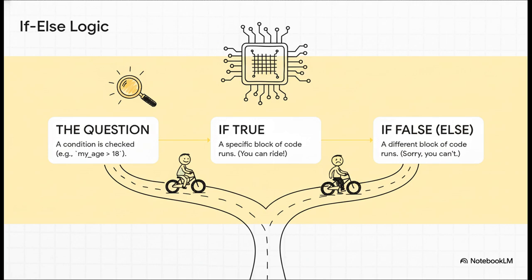We use what's called an if-else statement. We basically tell the computer, if the answer to our question is true, then do this one specific thing. Else, which just means if the answer is false, do this other thing. It literally creates a fork in the road for our program.